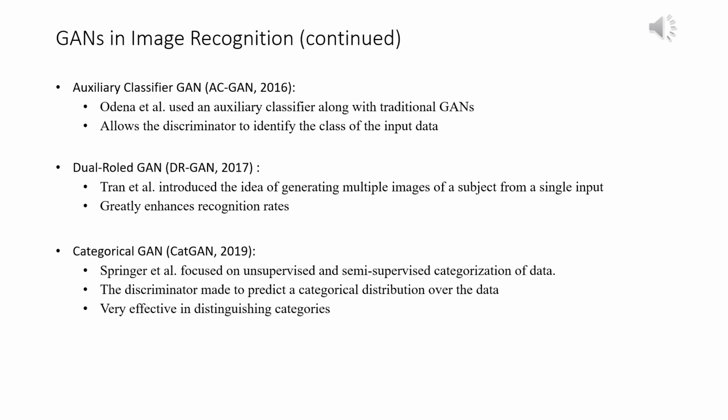The categorical GAN, also known as the CatGAN, in 2015, was introduced by Springenberg and team, and they focused on unsupervised learning and semi-supervised categorization of data. The discriminator is made to predict a categorical distribution over the data. This model was very effective in distinguishing categories.